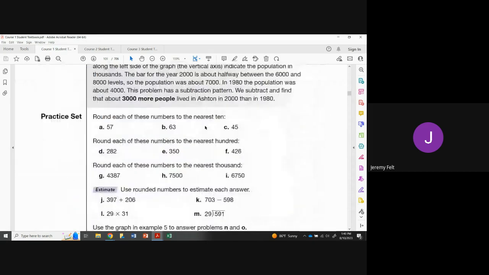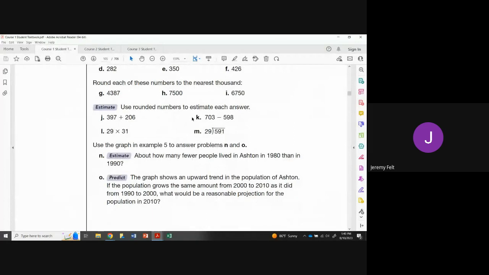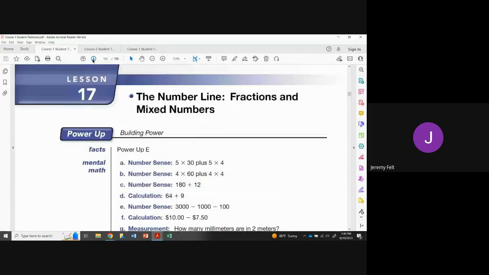Okay. And then we'll look at this practice set. If you want to do some of the other examples and look through them, go ahead. We will go over this practice set when we meet in class next. And then also we are looking at lesson 17, which deals with fractions and mixed numbers and the number line.